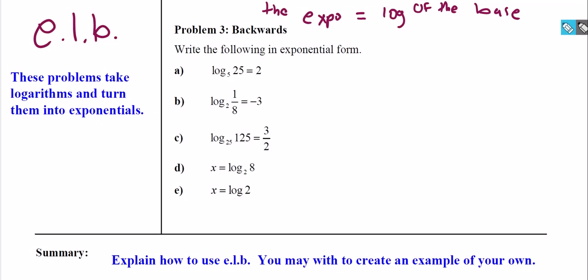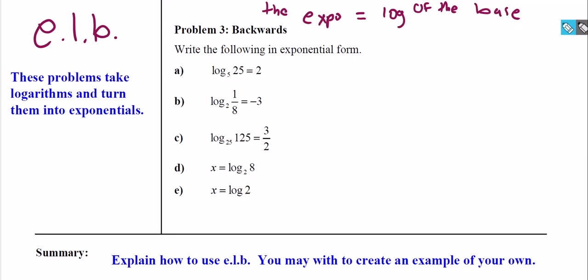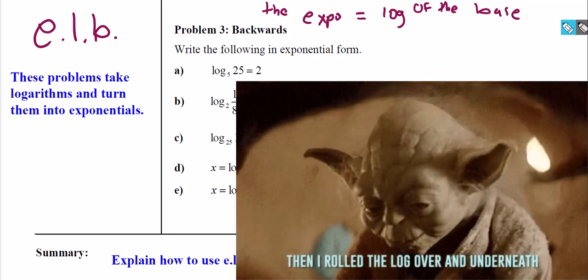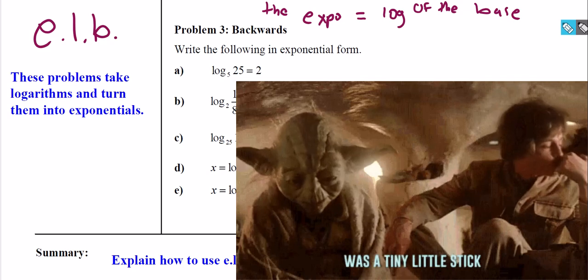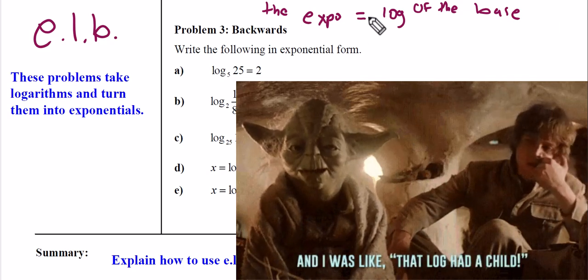So let's go backwards. In the last video, we talked about taking an exponential and making it into a logarithm by using ELB. Now we're going to take a logarithm and make it back into an exponential by using ELB as well. So ELB is effective by showing us where things came from, right? So looking at it, the exponent is the logarithm of the base.